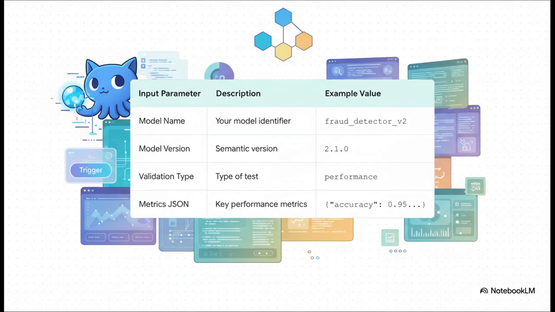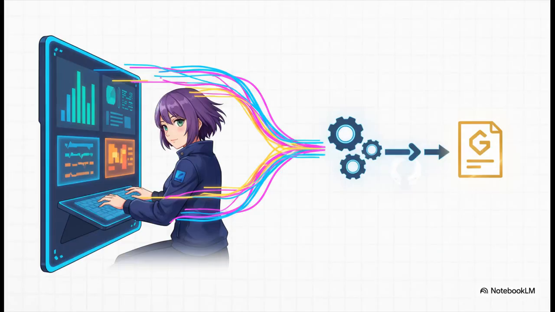It's pretty slick. So right here, we can just plug in the details, the model name, the version, the kind of validation we're doing, and of course, the actual performance metrics we just got from our tests. So for our metrics, we should just paste in a simple JSON object like this, accuracy at 95%, F1 score, and so on. We fill that out, we hit the trigger button, and that's it.